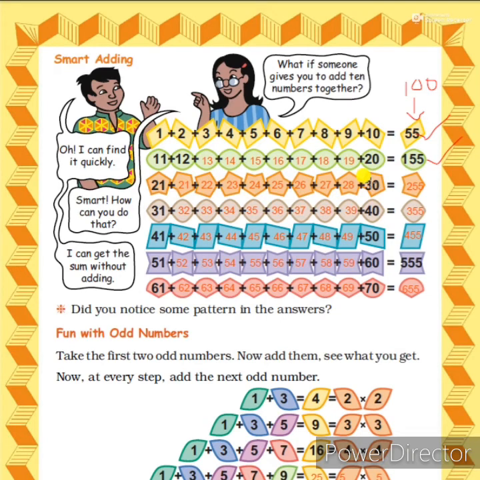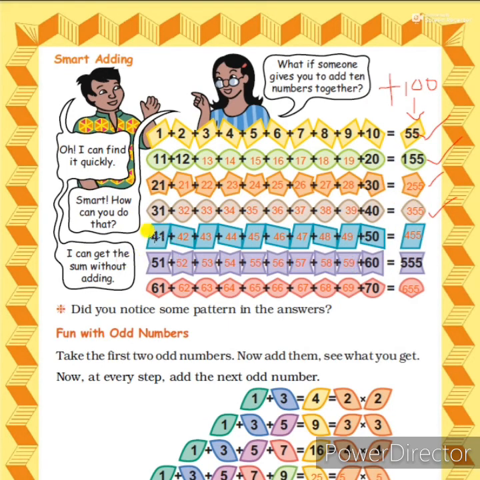10 tens means 100. That means from the second line to the third line, the numbers are increasing by 100. Every time, every consecutive number increases by 100. So for the next line, 21 to 30, the answer will be 255. In the fourth line, 31 to 40, if we add, we will get 355. That means the difference between 355 and 255 is 100. So the answer in the fourth line is 355.